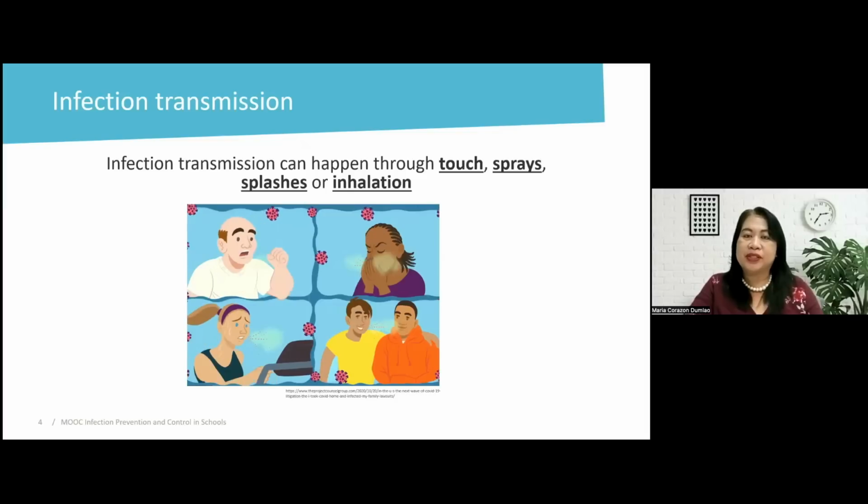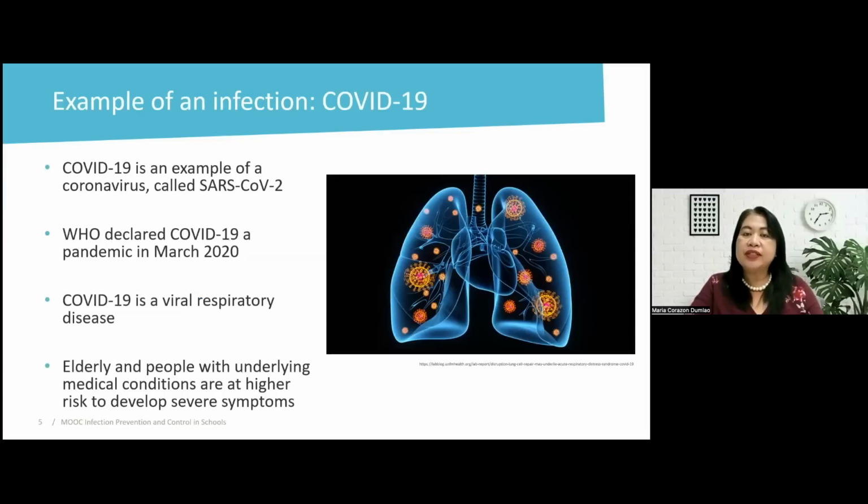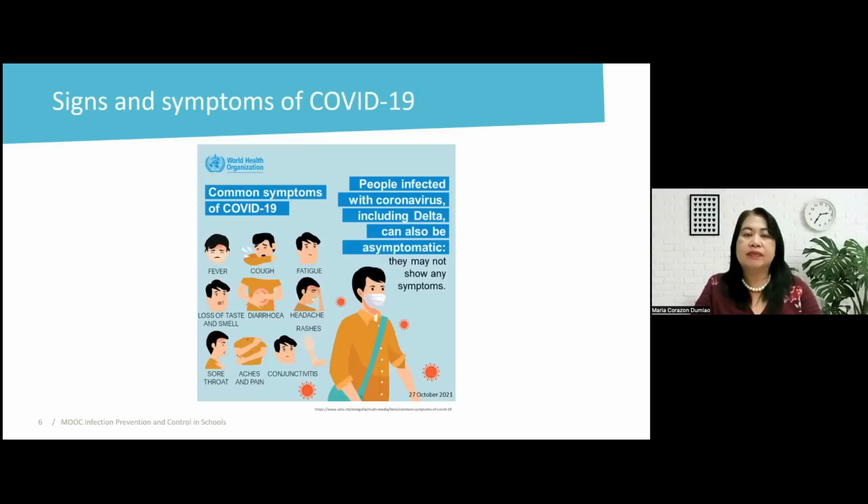One infection that has affected our lives in a massive way is COVID-19. Coronaviruses, which caused the global COVID-19 SARS-CoV-2 pandemic in early 2020, are examples of viral respiratory diseases affecting our lungs and our breathing. The people most at risk for severe or even life-threatening symptoms include older people and people with other medical conditions such as diabetes, heart, or lung disease.